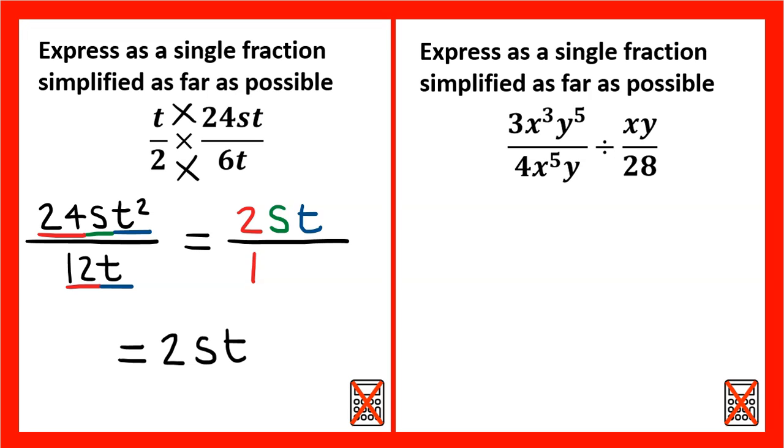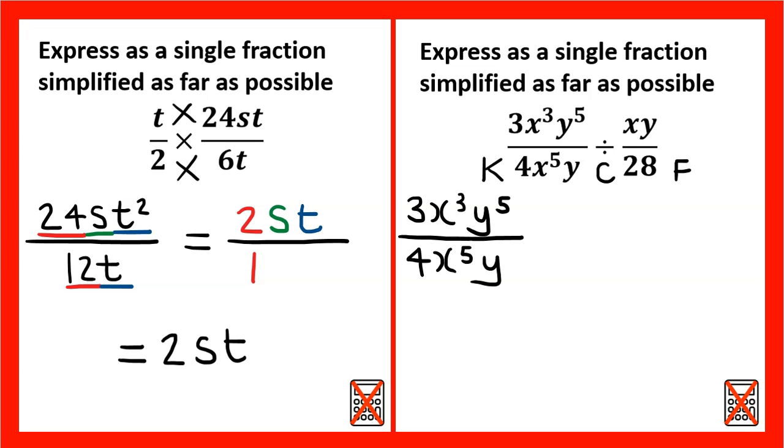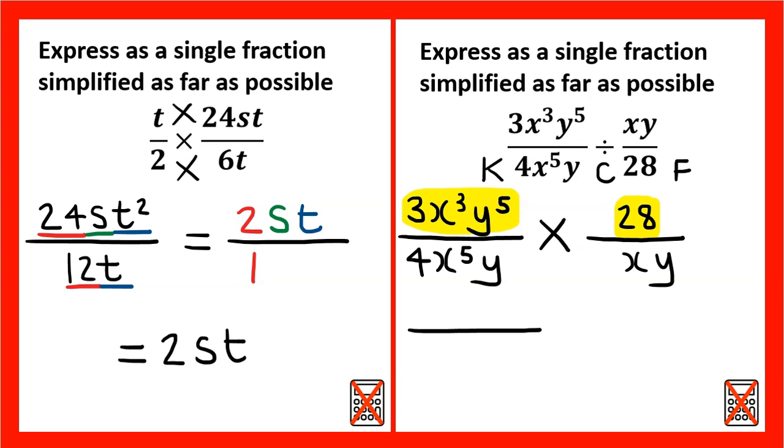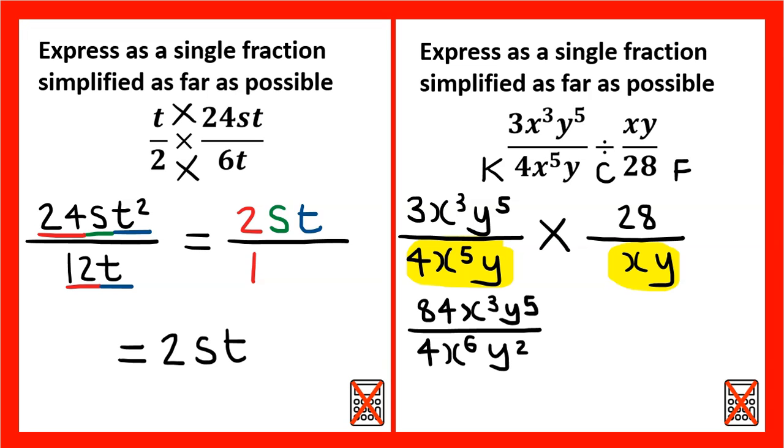The only difference with dividing algebraic fractions is remembering to use keep, change, flip. So we keep the first fraction the same, change the operation to a multiplication, and flip the second fraction upside down. Multiplying the numerators, 3 times 28 is 84, x cubed y to the power of 5. Multiplying the denominators, 4, x to the power of 5 times x is x to the power of 6, and y times y will give us y squared.